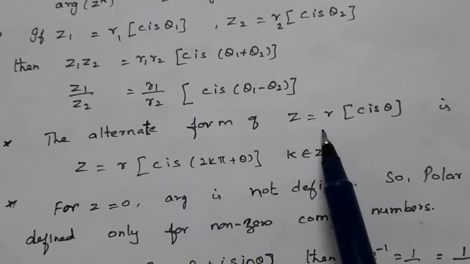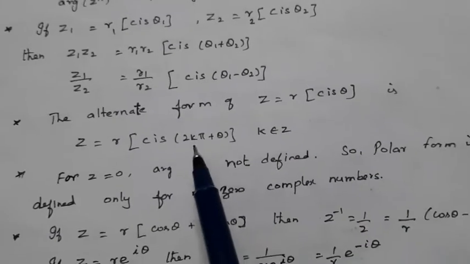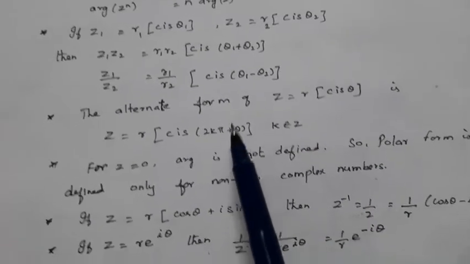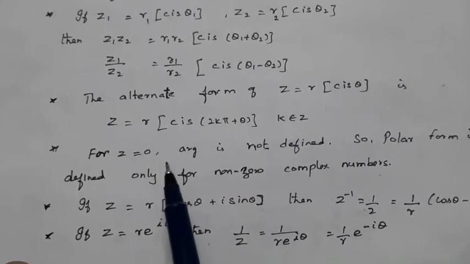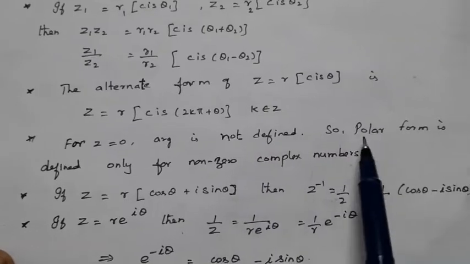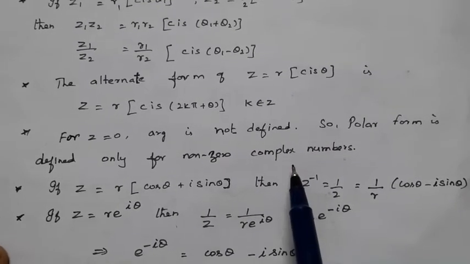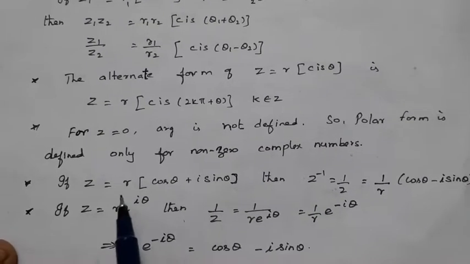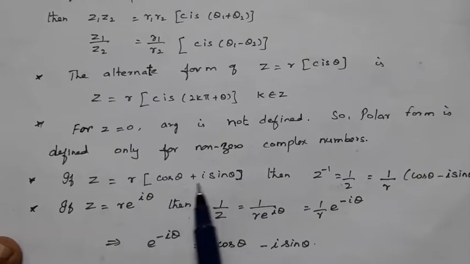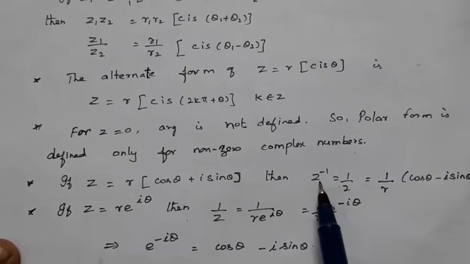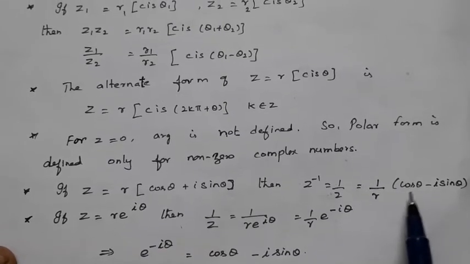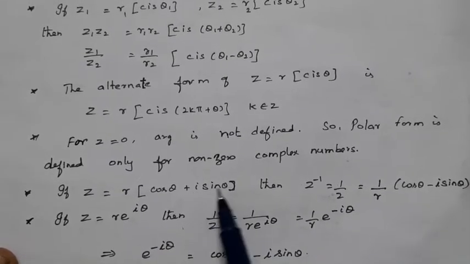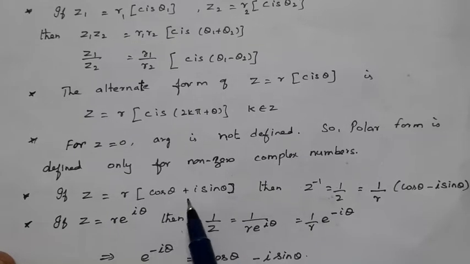Then what is the alternate form of z? z is equal to r into cis of theta plus 2k pi. So this is the alternate form of z. And for a zero complex number, the argument is not defined. So the polar form is defined only for non-zero complex numbers. And then if z is expressed in the polar form, how will you find its inverse? That is, the reciprocal of z is nothing but 1 by r into cos theta minus i sin theta. It's the conjugate divided by its modulus.